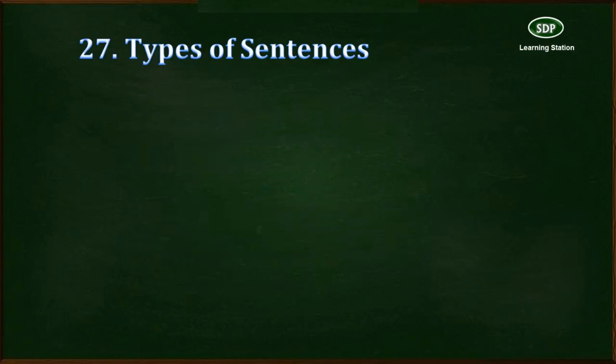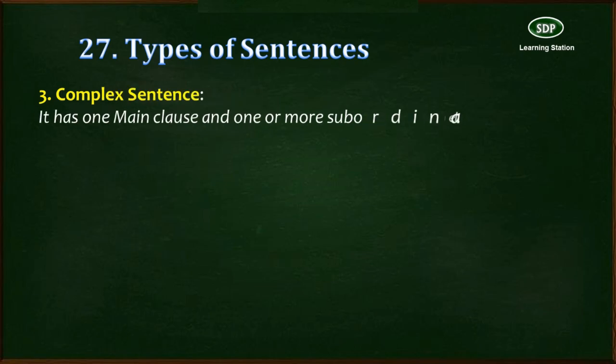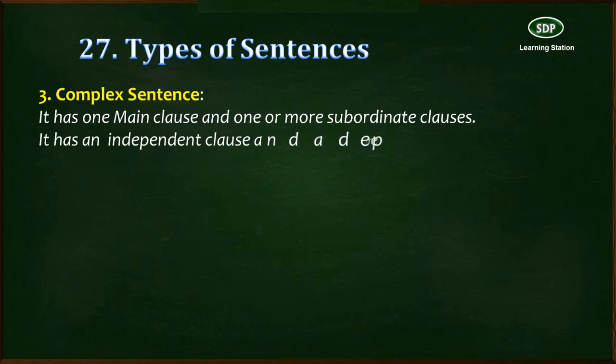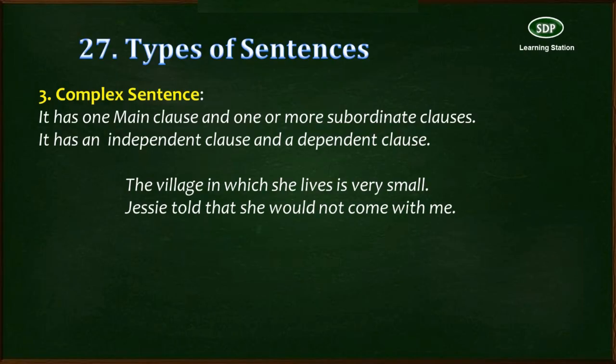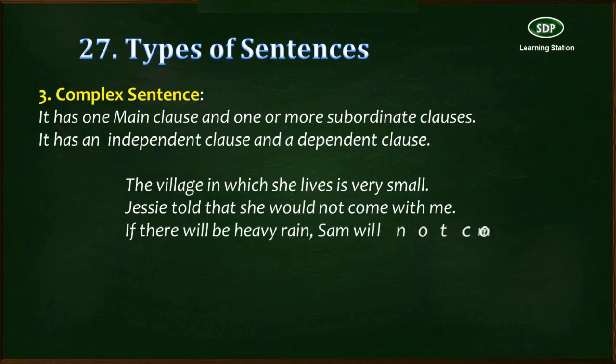3. Complex sentence. It has one main clause and one or more subordinate clauses. It has an independent clause and a dependent clause. For example, the village in which she lives is very small. Jessie told that she would not come with me. If there will be heavy rain, Sam will not come here.